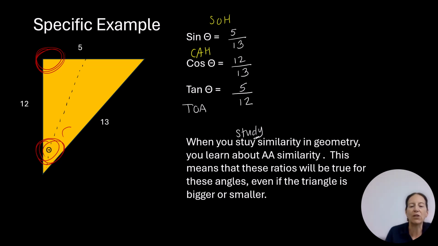So this means that these ratios will be true for these angles, even if the triangle itself is bigger or smaller. When you take the ratio, it will end up being the same. So it's like instead of having 1 over 2, you might have 6 over 12. So the numbers would get bigger or potentially smaller, but the ratio between them would be the same. Like 6 over 12 is the same ratio as 1 over 2.